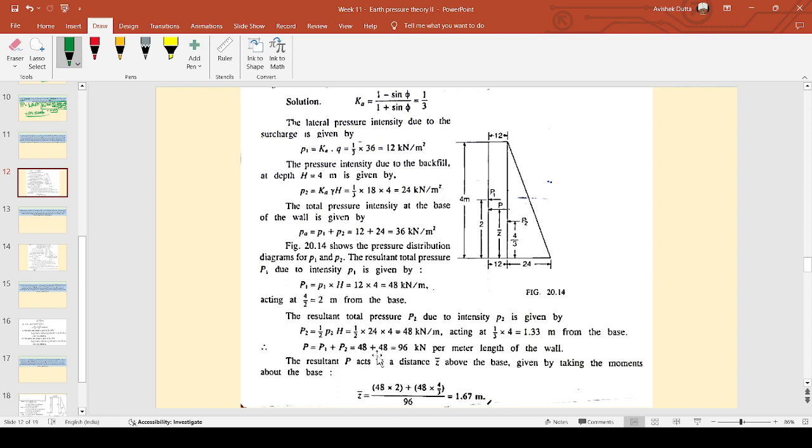Now again we add the two forces per unit length of the wall, and we get 96 kilonewton per meter as the total thrust, and Z bar as P1 into ZP1 plus P2 into ZP2 divided by P1 plus P2, we get 1.67. Okay, I believe it is self-explanatory.